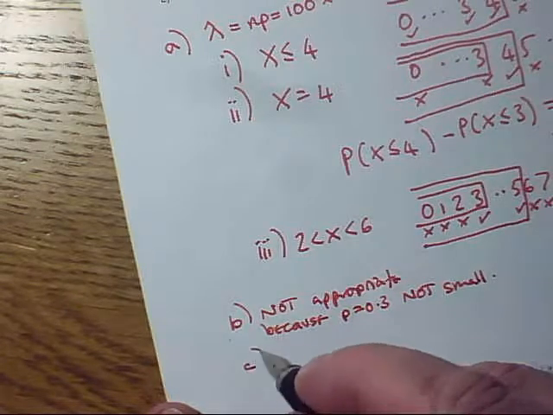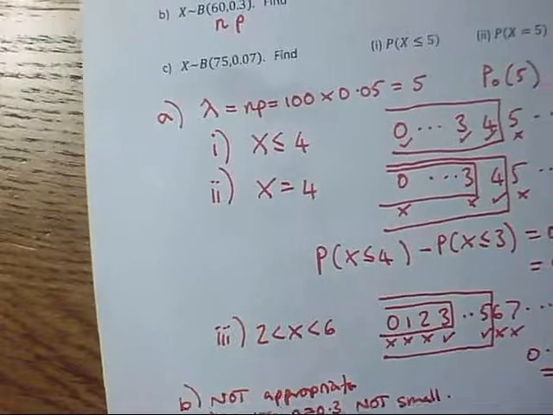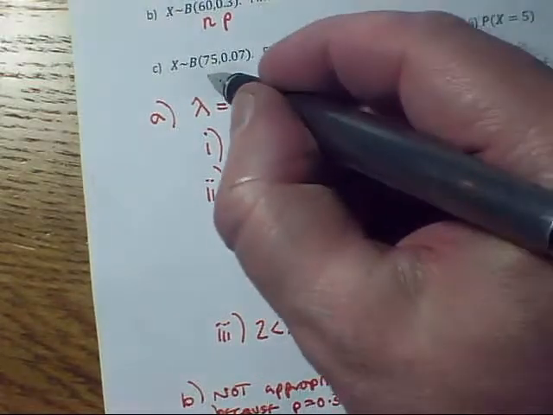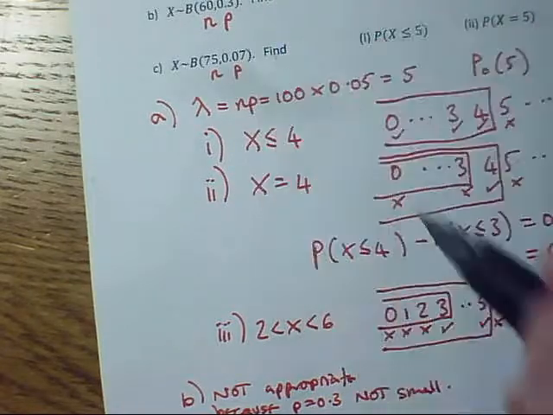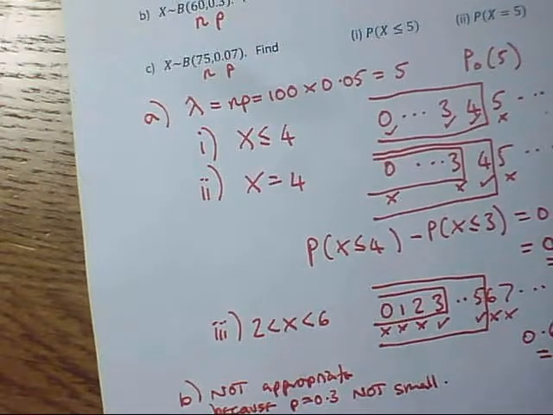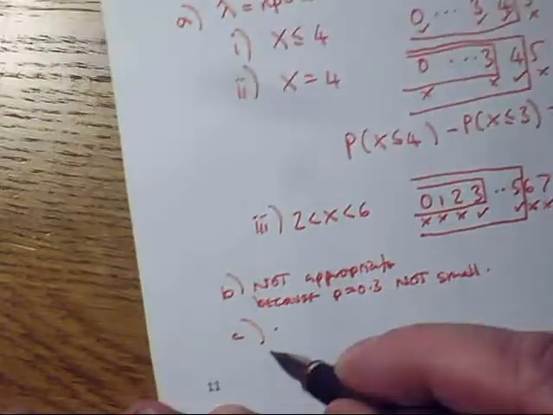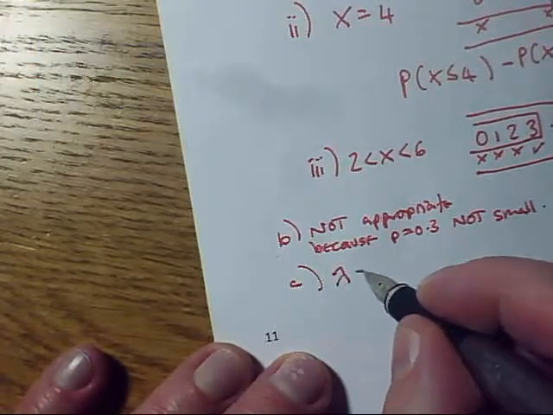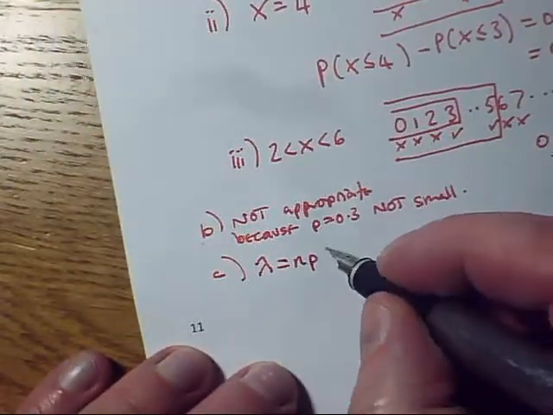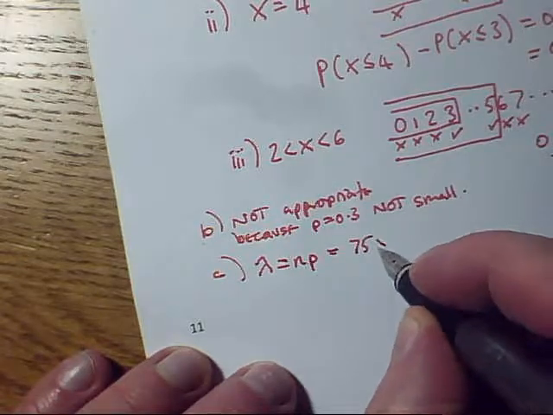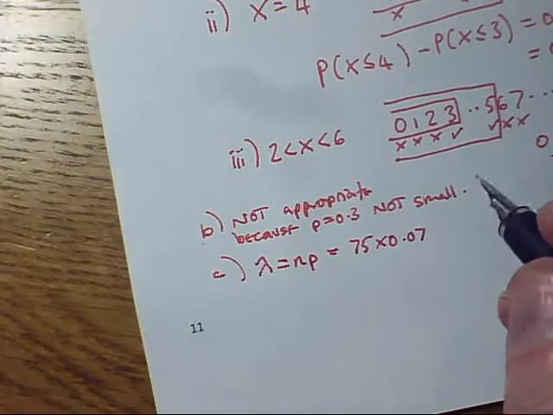Okay, so on to part C. Part C is going to be very like what we did before. We've got an n of 75 and a p of 0.07. This is large, this is small, so we can go ahead and do the approximation. We've got an n and a p. We need a mean for our Poisson distribution, so we need to work out our lambda. Lambda is n times p. So n for this one was 75 and p was 0.07, so we need to do 75 times 0.07.